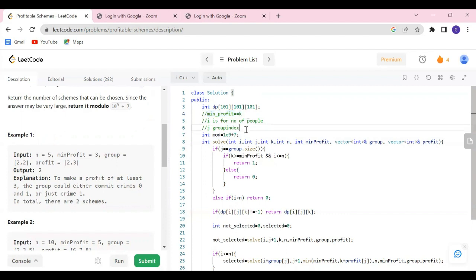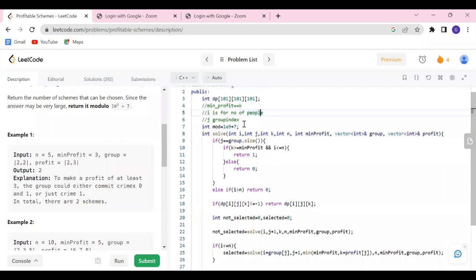And for the group index, for iterating over the group array to decide whether to take or not take, we have declared a J. So here is the 3D array of DP, and the limit for every element is 101. And here, the minimum profit is our K, so the minimum profit can exceed 101.